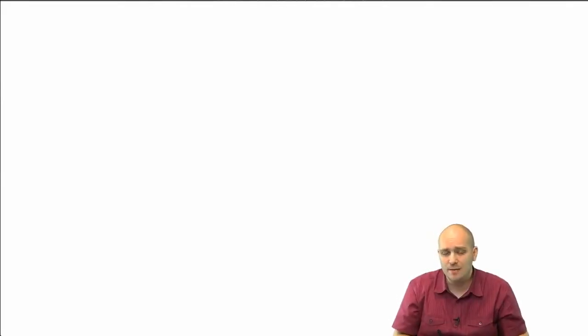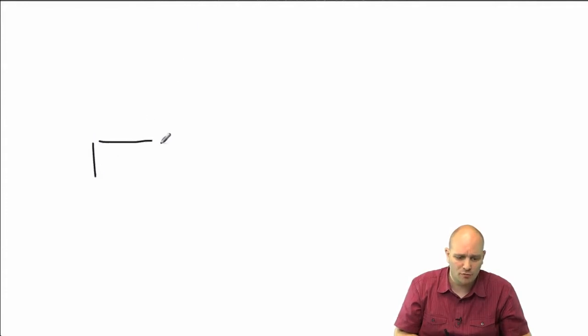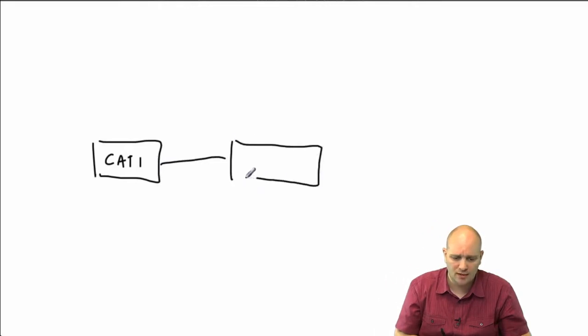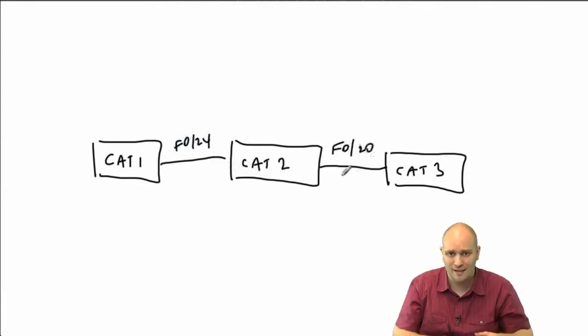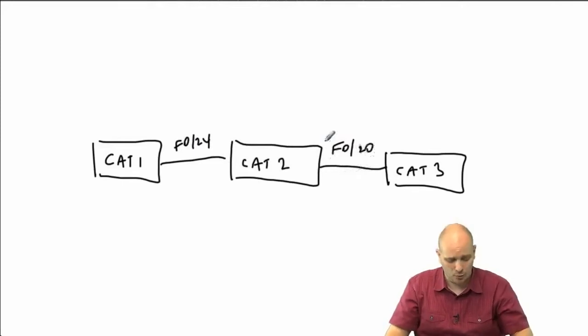Next, I would like to take a look at the VTP transparent mode. For that, I'm going to need one more switch. So I'm going to extend my network now from just Cat1 and Cat2 to Cat1, 2, and 3. So I'm going to have my switches connected like this. This is going to be port FastEthernet 0/24 on both switches, and this here is going to be port FastEthernet 0/20. Let's go to terminal and take a look at this.